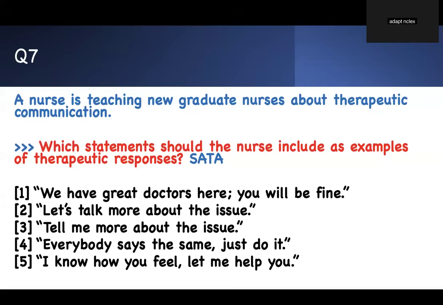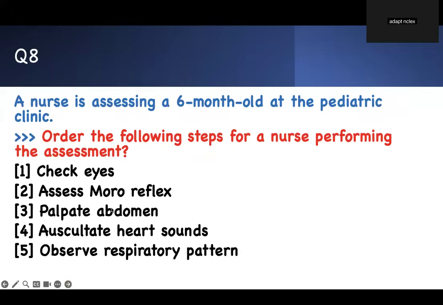The question says therapeutic response. Don't put yourself in the situation. You cannot help the patient. She knows what she's talking about. So which one should you include? Let's talk more about the issue. Engaging the patient. Tell me more about the issue. Asking for more. So 2 and 3 are the most appropriate. You see, if you select more, you get 0.